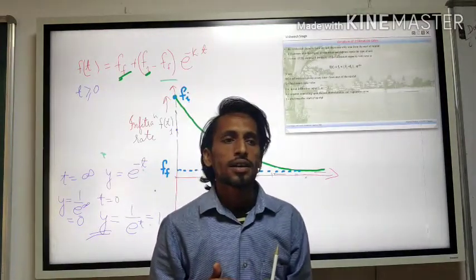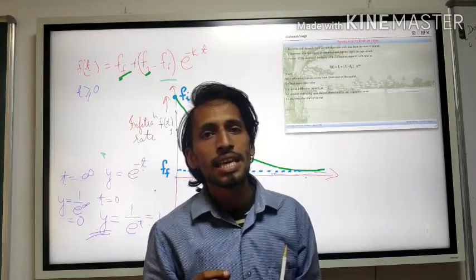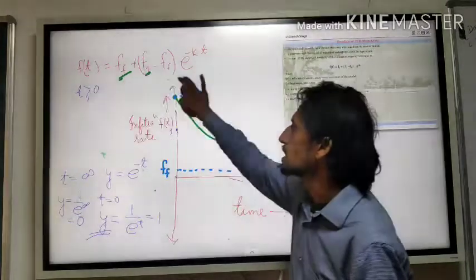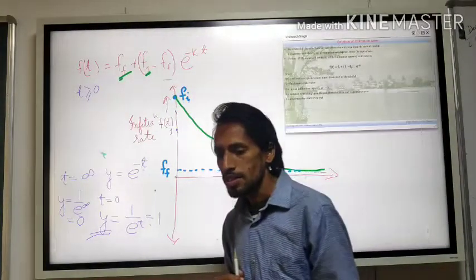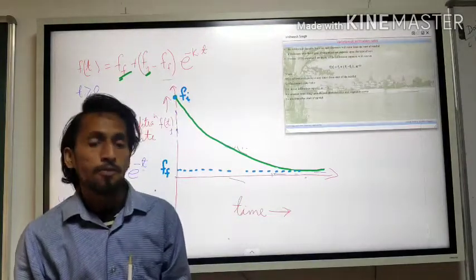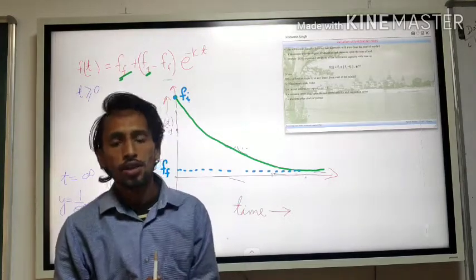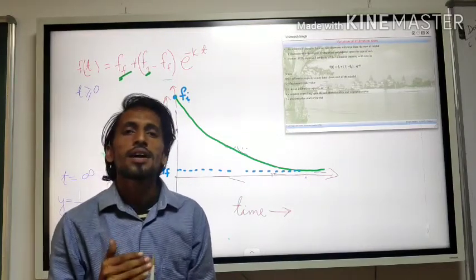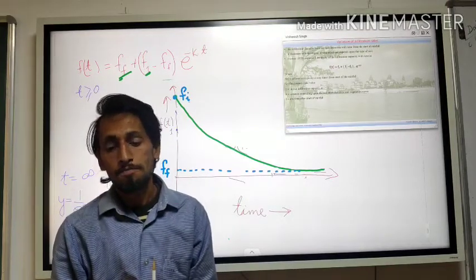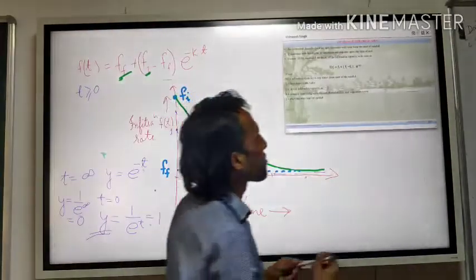So how the infiltration changes over time is given by this function. Okay, so Horton has given this one, and Horton has contributed a lot in the field of hydrology. So Horton is also called the father of hydrology. Okay, so let's move ahead.